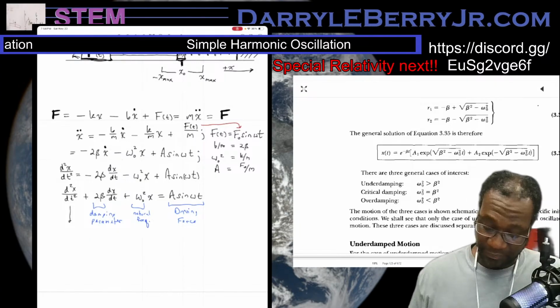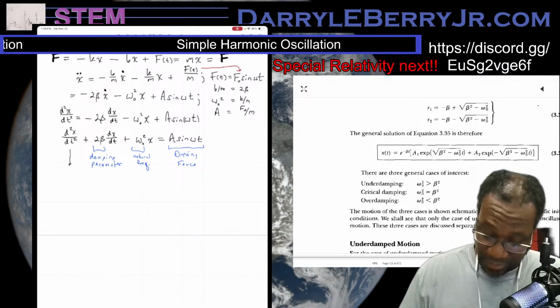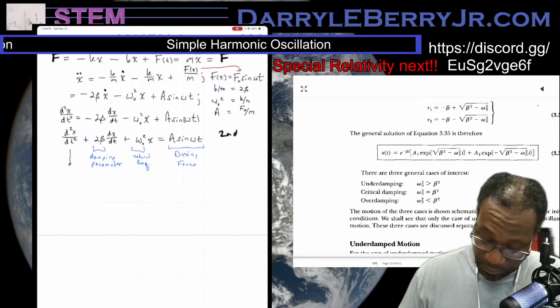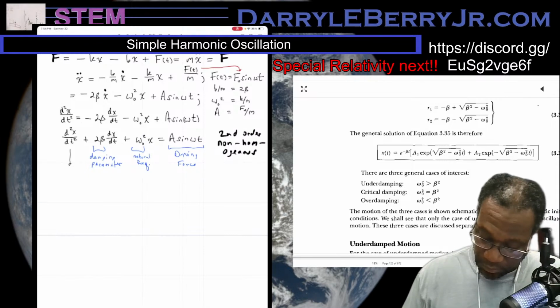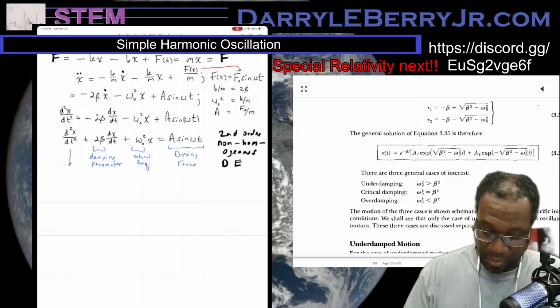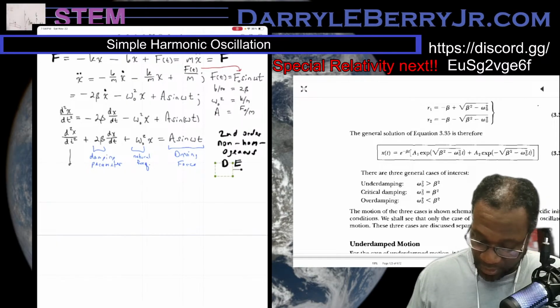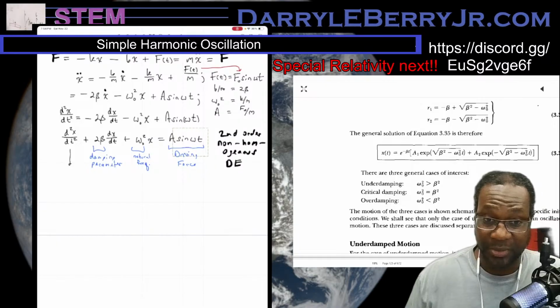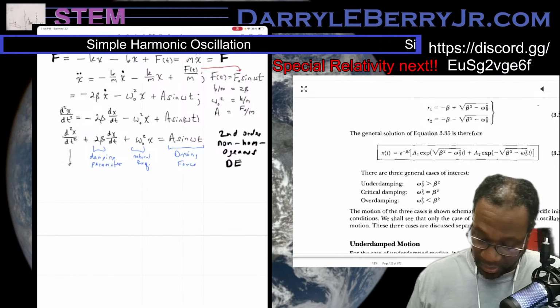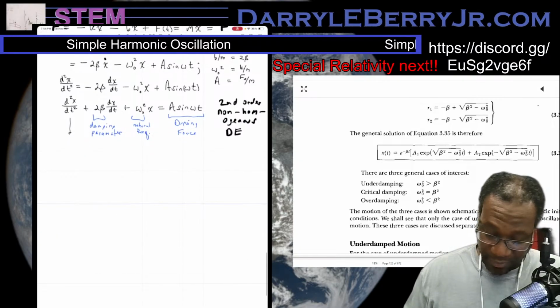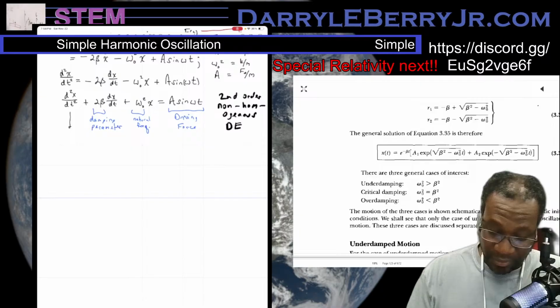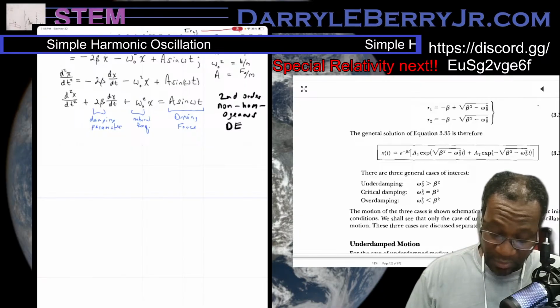All right, so the way that we solve this differential equation, and by the way, this is a second order non-homogeneous differential equation. Second order, because the highest term has a second derivative, non-homogeneous because we can see that there's something on the end over here. It doesn't equal zero. All right, so the way that we solve these types of equations is we break them into two parts.